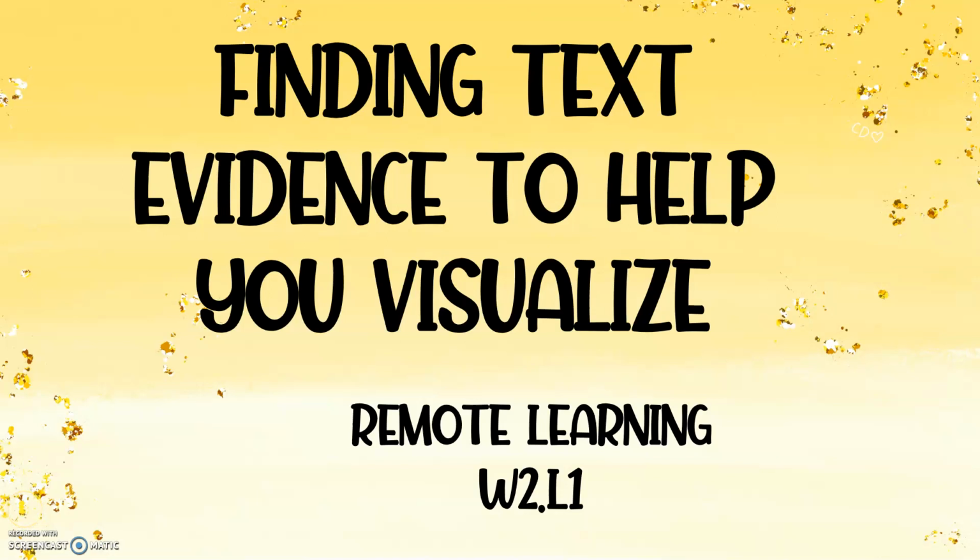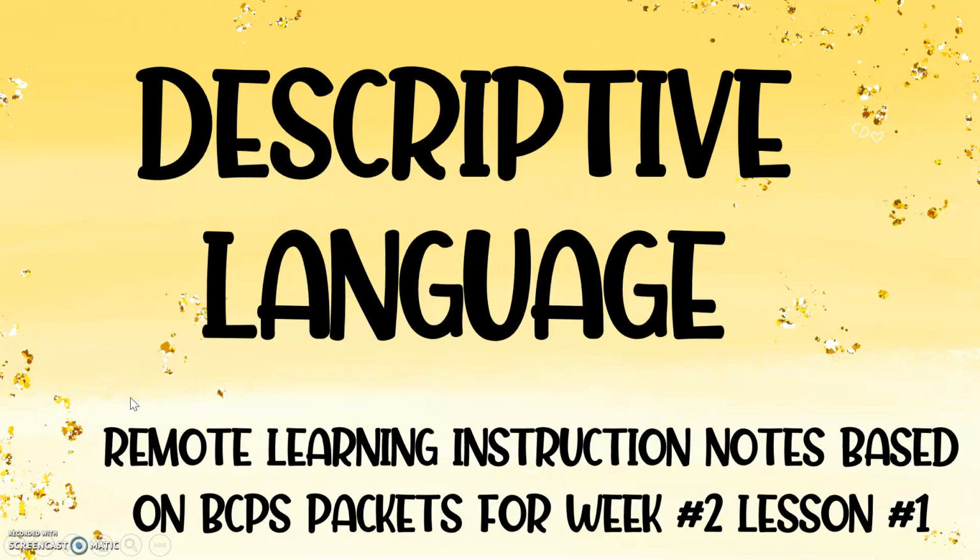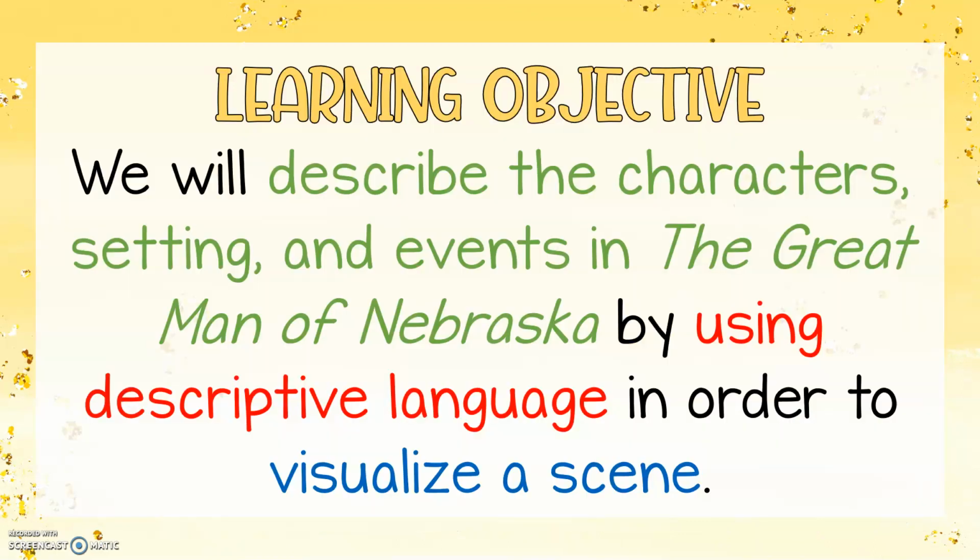Today we will be learning how to find text evidence to help us visualize. And this connects to remote learning week 2, lesson 1 in ELA. I've called this lesson Descriptive Language, and it's based on remote learning instruction notes from the BCPS packets. Our learning objective: we will describe the characters, setting, and events in The Great Man of Nebraska by using descriptive language in order to visualize a scene.